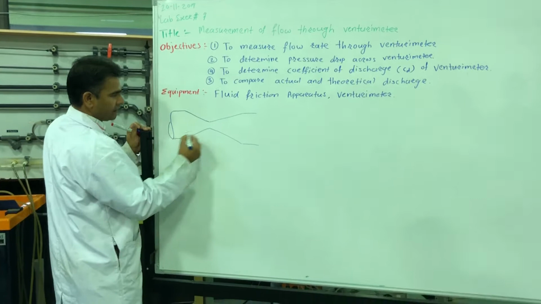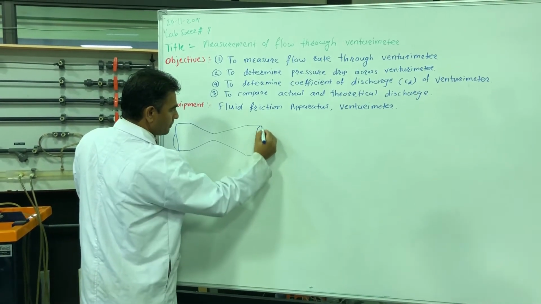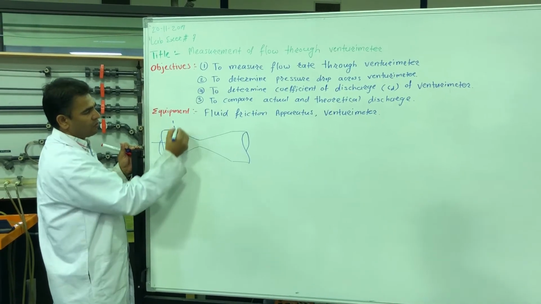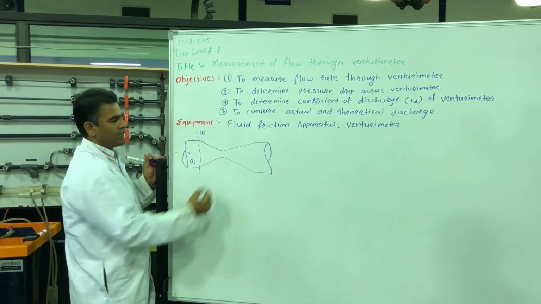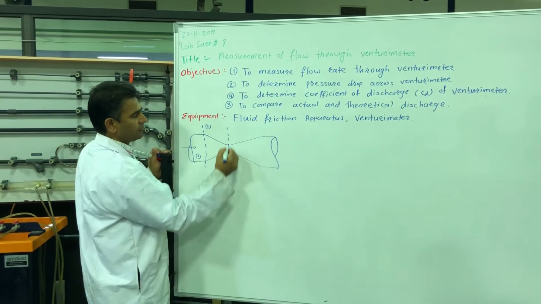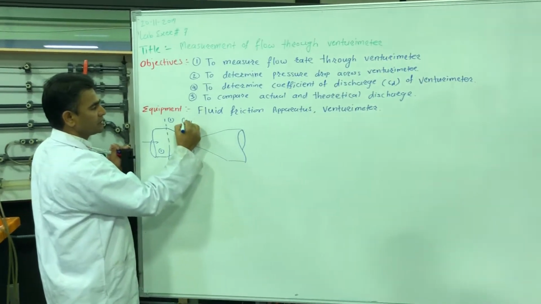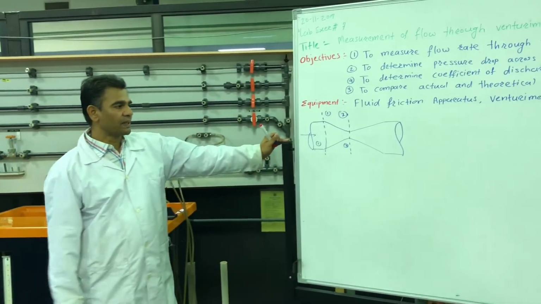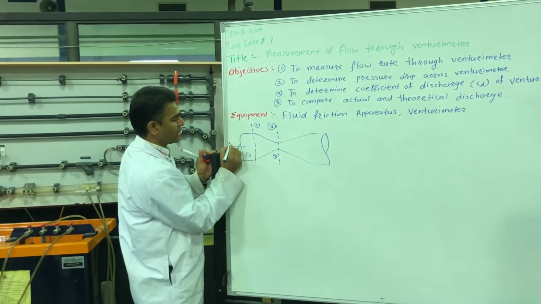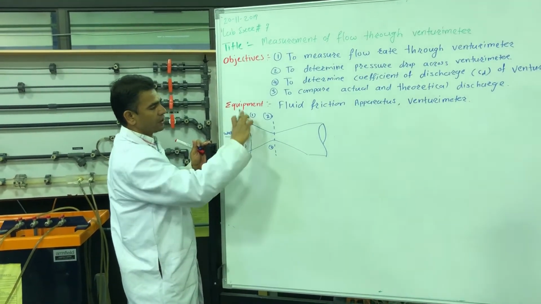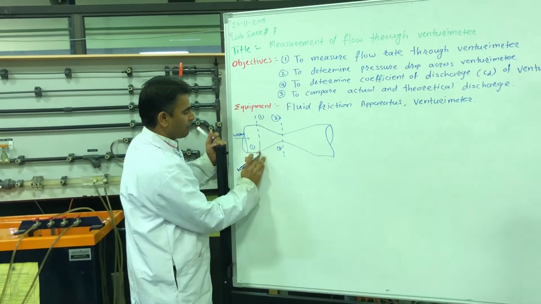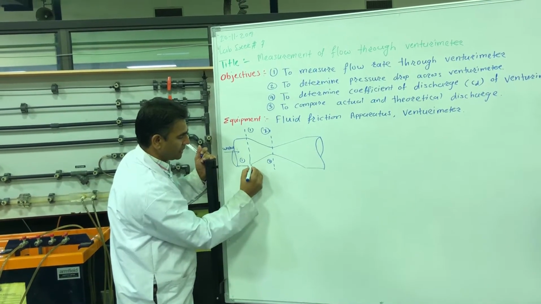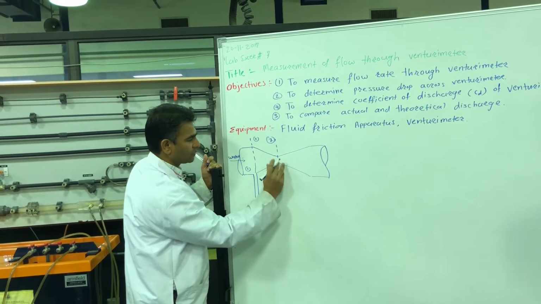So, variable area. This is the inlet. Suppose this is section 1-1, and this is called the throat, where the area is minimum. This is called section 2. In our experiment the water is flowing here, and that's why we call this the inlet. The manometer is fixed at the inlet and at the throat.